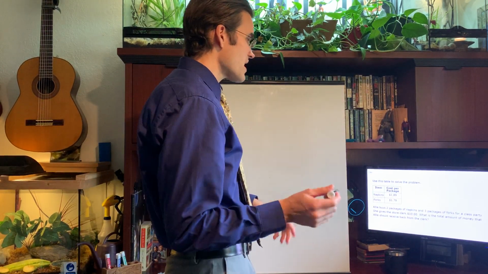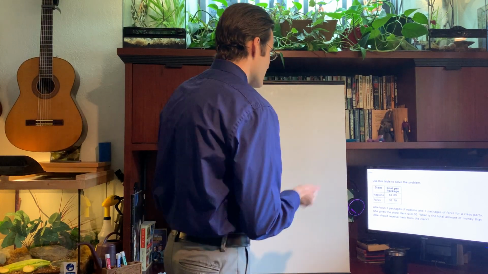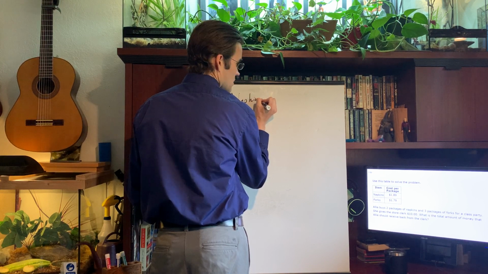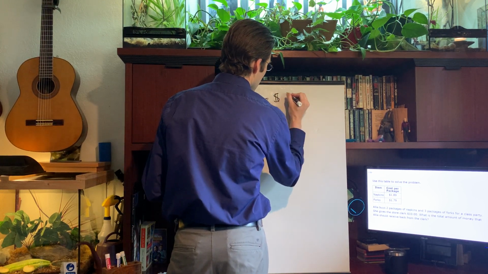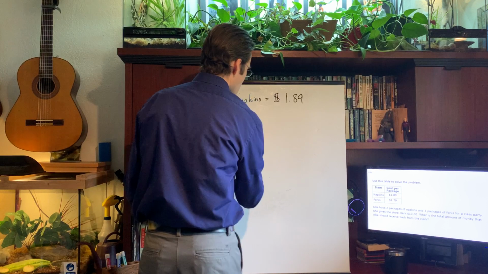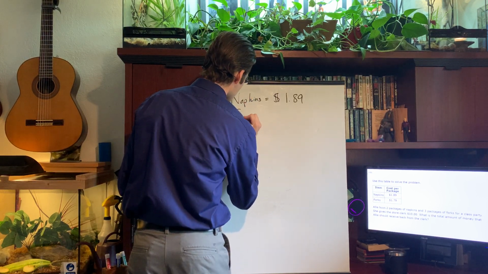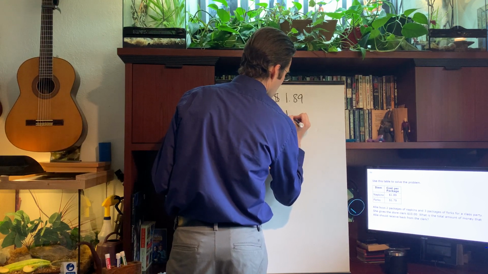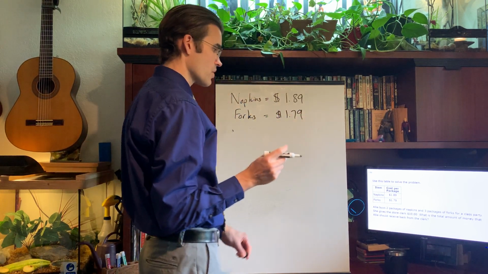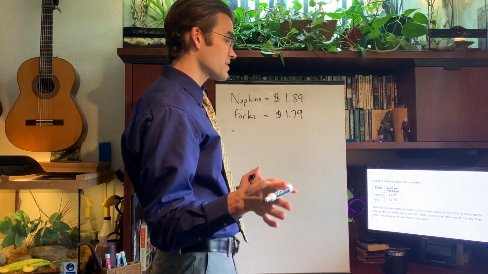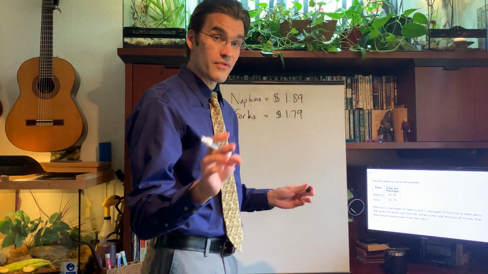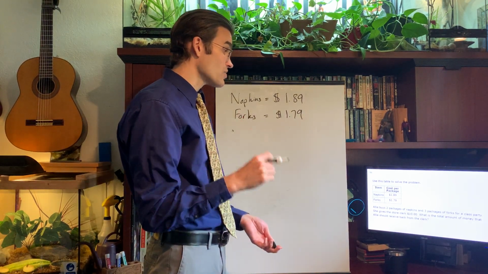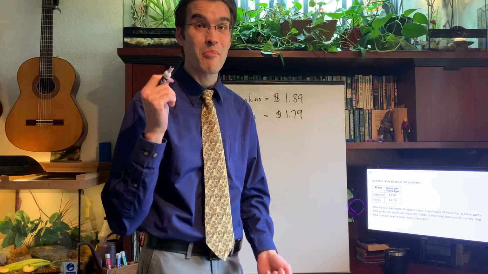Here we go. Use this table to solve the problem, okay? It says we have napkins that are equal to $1.89, and we have forks, which are equal to $1.79. Okay, if Allie buys 2 packages of napkins and 3 packages of forks for a party, and she gives the store clerk $10, what is the total amount of money that she'll get back?